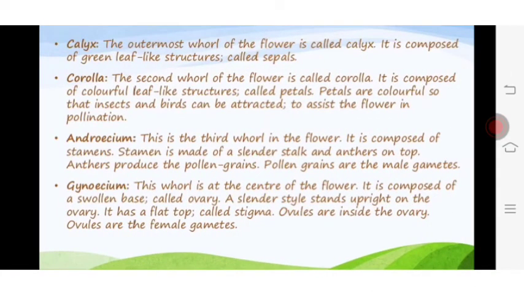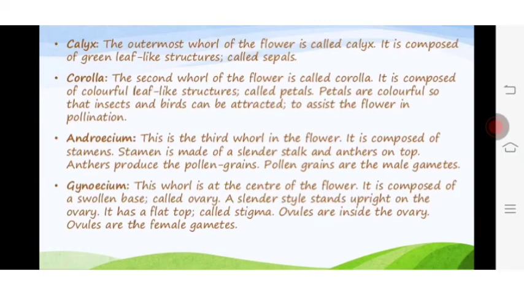Calyx or sepal is the outermost whorl of the flower. It is composed of green leaf-like structures called sepals. Corolla are petals. The second whorl of the flower is called corolla. It is composed of colorful leaf-like structures called petals. Petals are colorful so that insects and birds can be attracted to assist the flower in pollination.